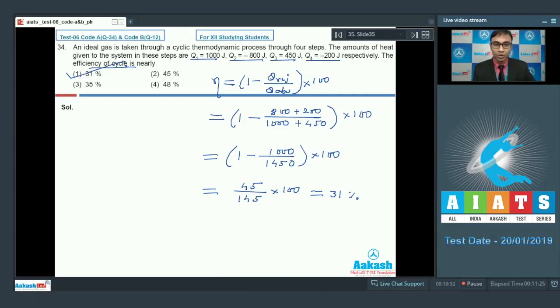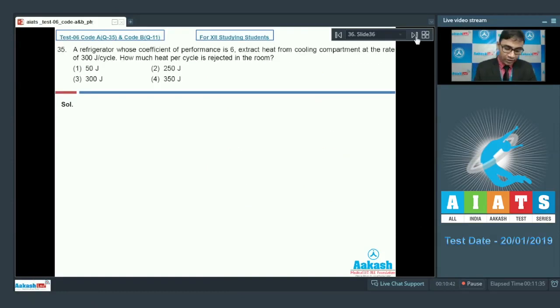Now let's move to question number 35. In question number 35, it says that a refrigerator whose coefficient of performance is 6 extracted heat from the cooling compartment at the rate of 300 joule per cycle. How much heat per cycle is rejected in the room? So we know that the coefficient of performance of any refrigerator will be equal to the heat extracted from the cooling compartment, that means extracted from the sink.